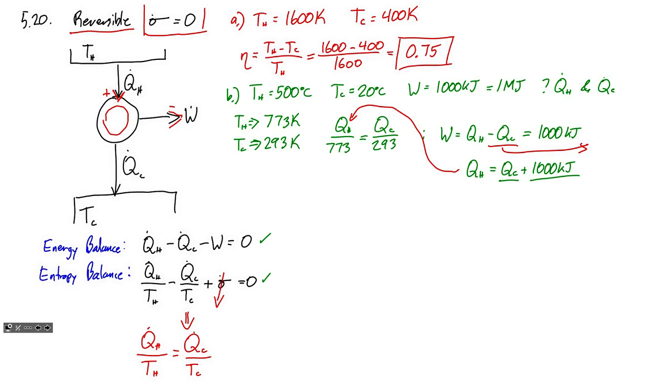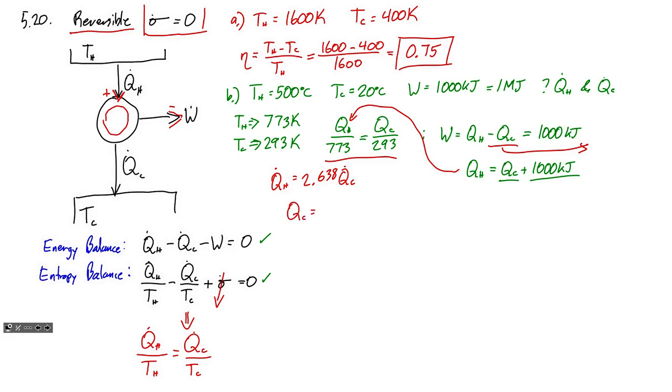That's, by the way, one method of doing this. The other method I guess you could have done is to create a direct relationship, like QH is equal to 2.638 QC. That's basically just cross-multiplying over here and simplifying so that you can plug it into the energy balance. So there's kind of two ways to do it. However you do it, you're going to get the right answers.